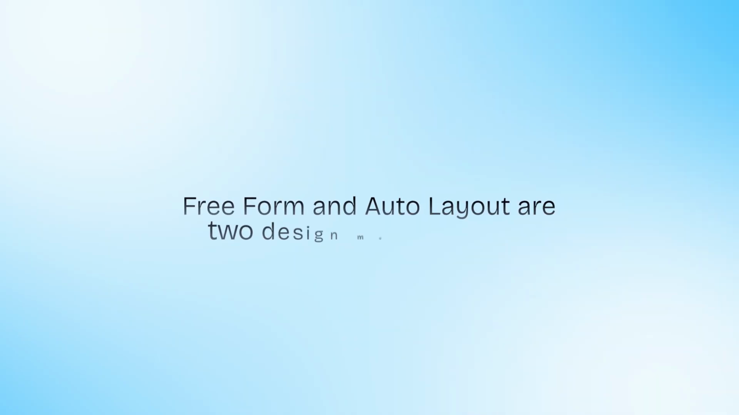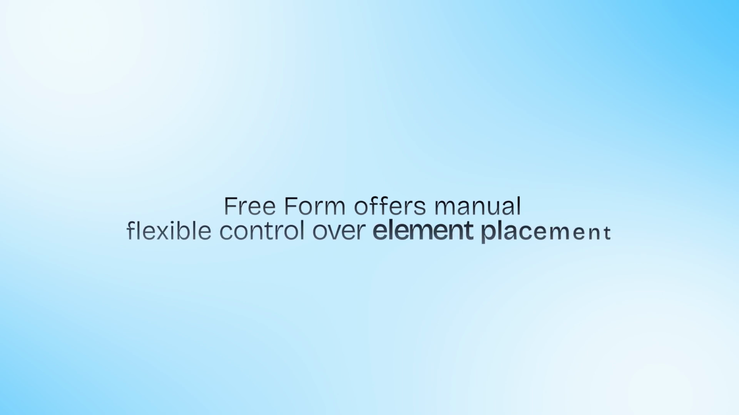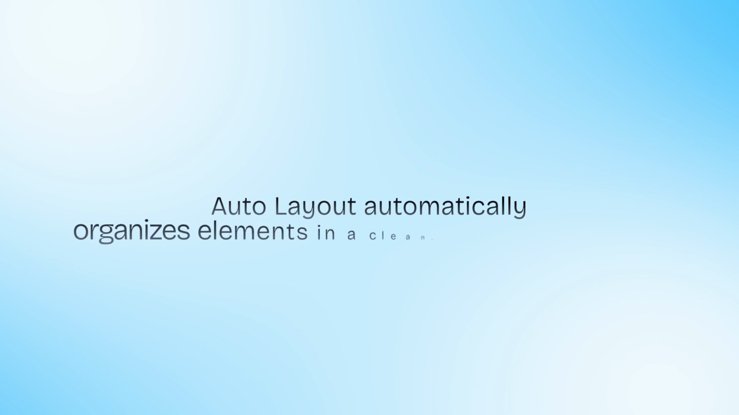Freeform and Auto Layout are two design modes in flows. Freeform offers manual, flexible control over element placement, while Auto Layout automatically organizes elements in a clean, structured format.